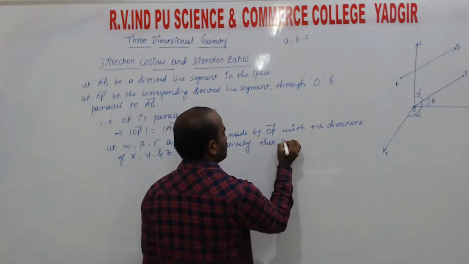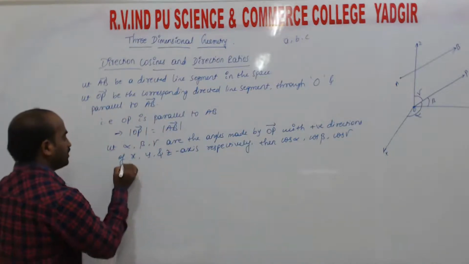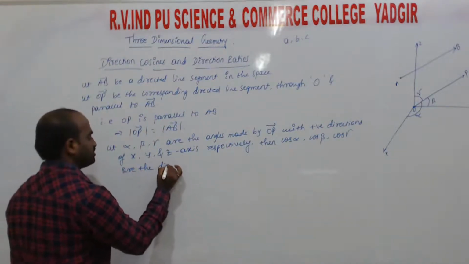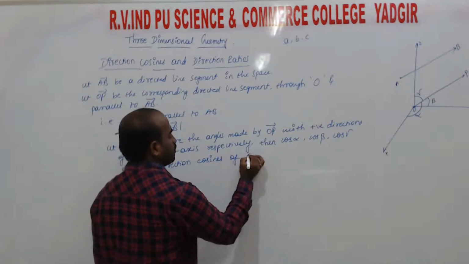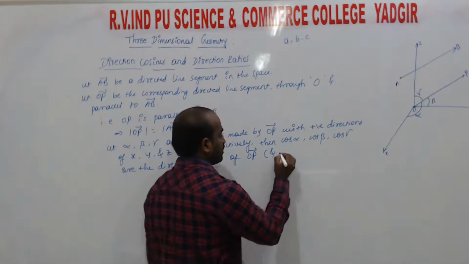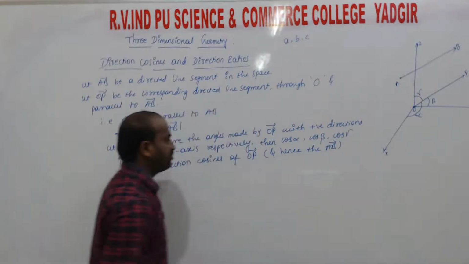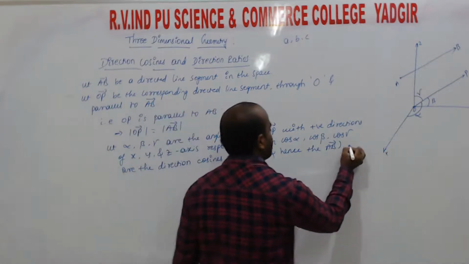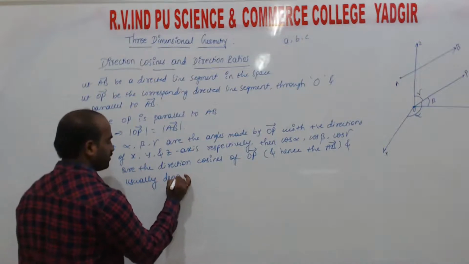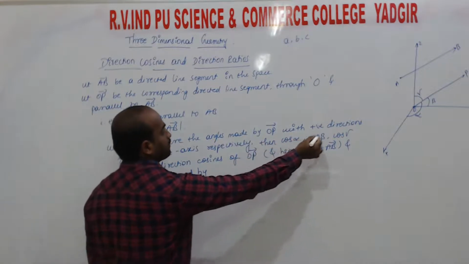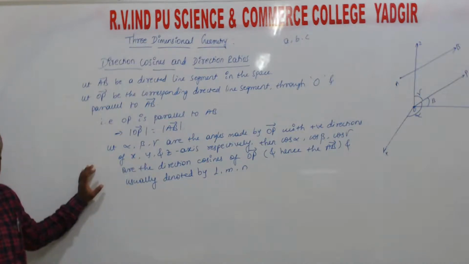Cos alpha, cos beta, cos gamma are the direction cosines of the OP vector, and hence of the AB vector, and are usually denoted by L, M, N respectively.